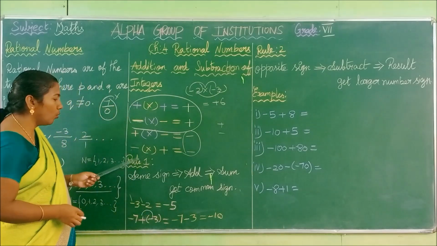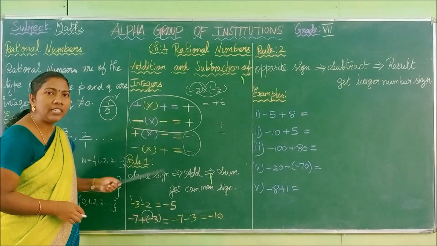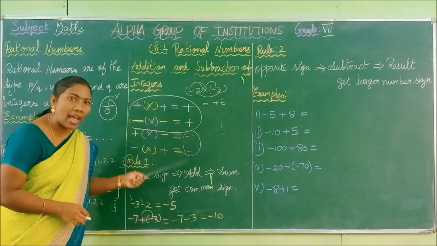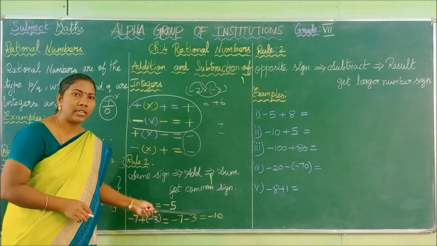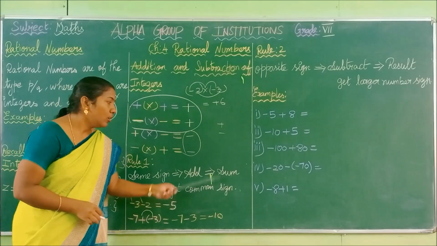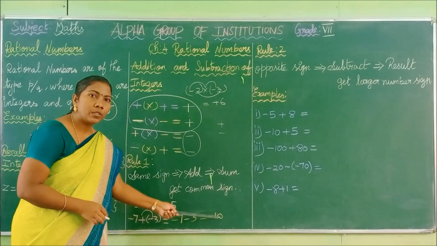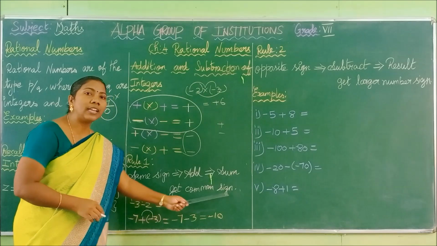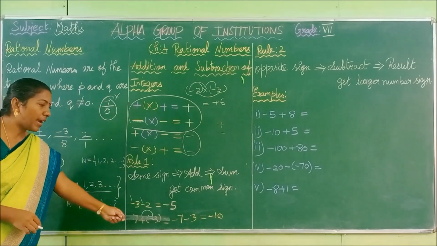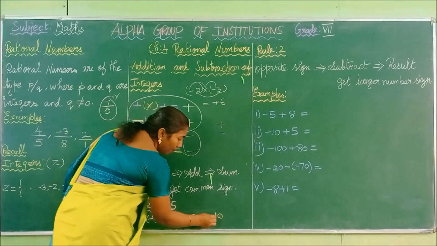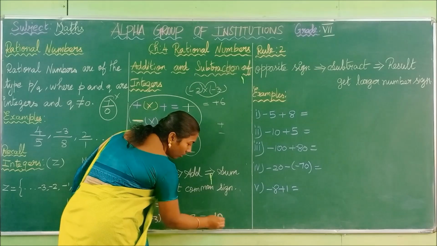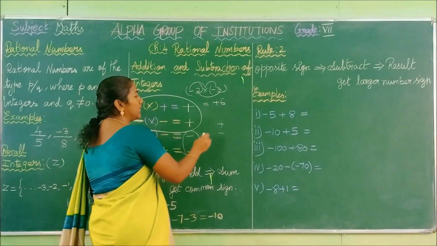So as per the rule 1, the given integers are in same sign, means we have to add. Add the value 7 plus 3. So what is the answer? 10. So our sum is 10. So this sum gets the common sign. What is the common sign here? Minus. So here you have to write minus 10. Do you understand, children? Let us see some more examples.